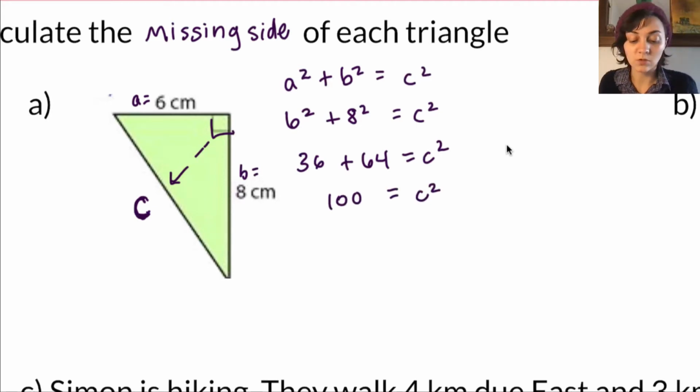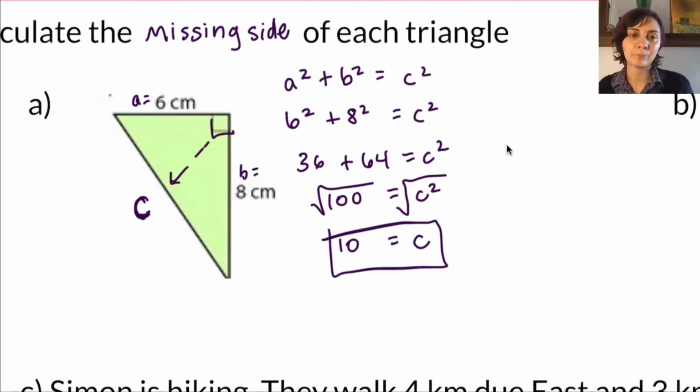And then I need to solve for C. So I know what C squared is. C squared equals 100. In order to solve for C, I will take the square root of both sides. Square root of 100 is 10, and so that is the value of C. Which makes sense. But remember, the hypotenuse is the longer side, so it has to be the biggest number.